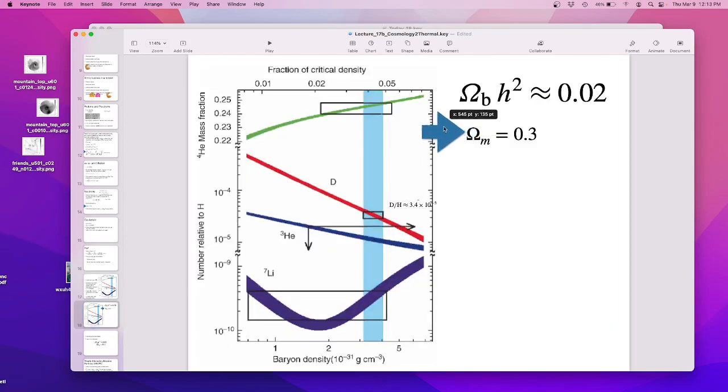So this gives us omega baryon, omega B. The h squared is for our uncertainty. We can see that this is equal to 0.02. What's the relationship between this omega B and this baryon density here? These omegas are all relative to something. Omega is just this thing divided by that critical density. So we see that the baryon density is only 0.02 of the critical density, but we know that the mass density is 0.3.